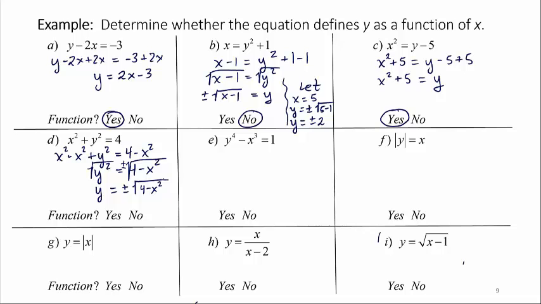And some of you may recognize this equation from somewhere else in your life. The x squared plus y squared equals 4. It's a circle, and circles fail the vertical line test every time. So I'm going to say no, right?